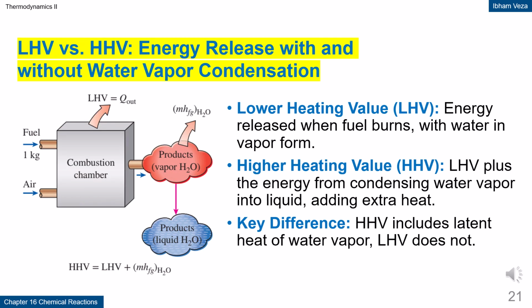LHV versus HHV. The lower heating value, or LHV, is the energy released when fuel burns with water remaining in vapor form. The higher heating value, or HHV, includes the additional energy from condensing the water vapor into liquid. The main difference between them lies in the latent heat of water vapor. In real engines, LHV is often more relevant because water leaves as vapor. The choice of LHV or HHV strongly affects efficiency calculations.